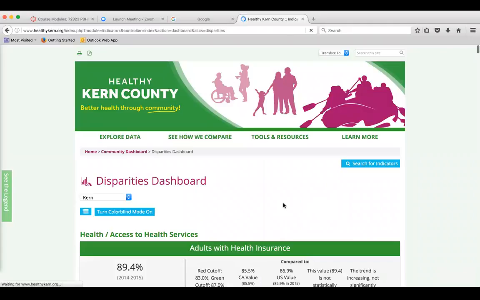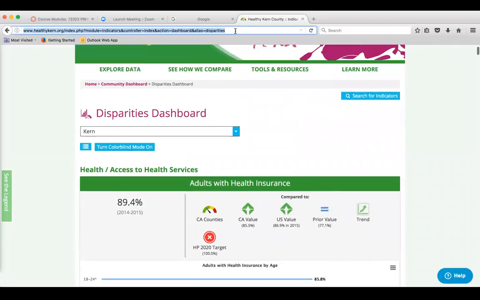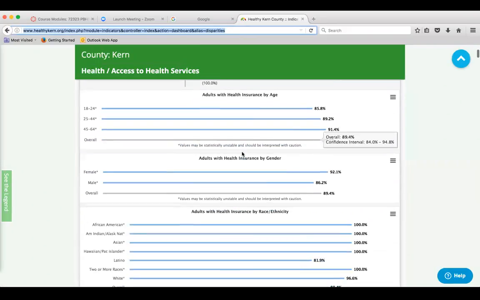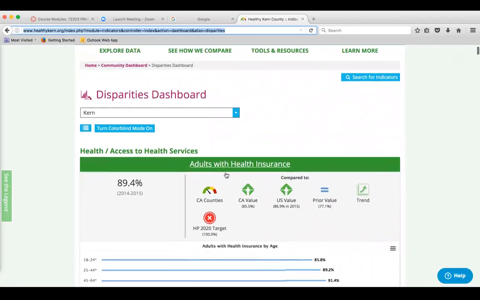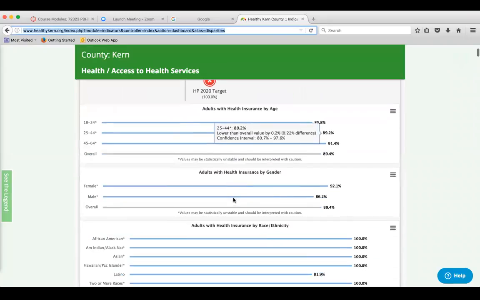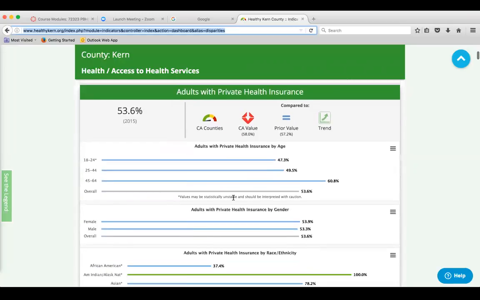So right here, if you can go out and you can find a disparity, what you could do is put a hyperlink, by Control-C, copying this link, or taking a screenshot and then putting down where we have our disparities. So right now, we have adults with healthcare insurance. We're actually doing pretty good. We're doing good with private health insurance.